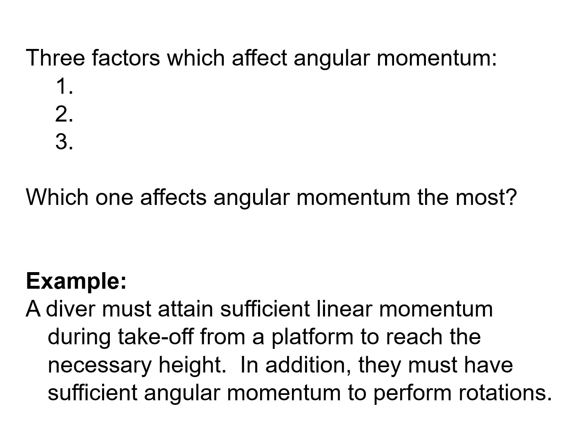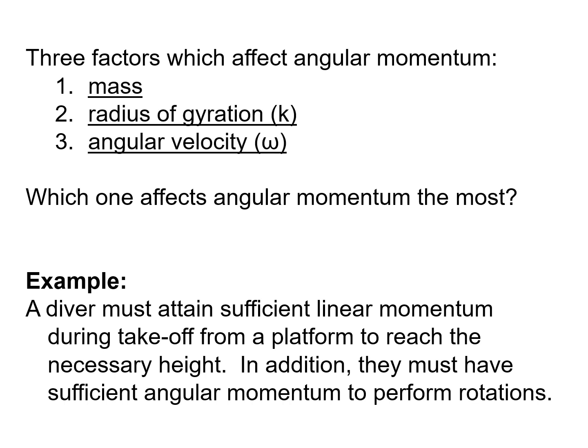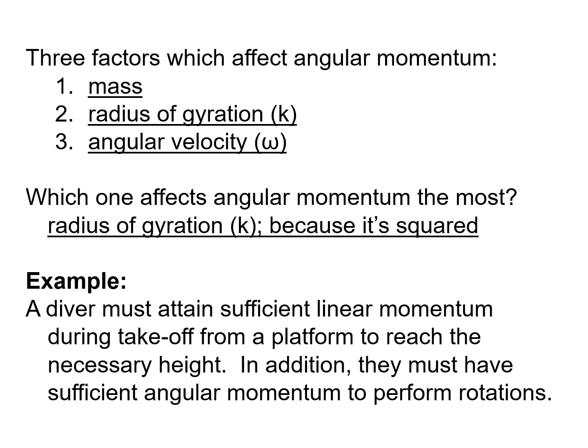So there are three factors which affect angular momentum: the mass, radius of gyration, and angular velocity. Which one affects angular momentum the most? The radius of gyration again, because it's squared, and also we can't really change, at least not readily, the mass of an object either, okay? So in a practical manner, the radius of gyration has a greater effect on the amount of angular momentum.